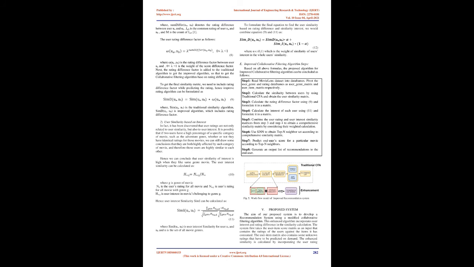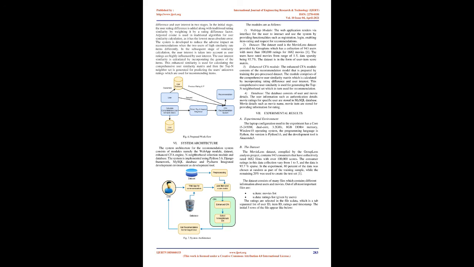2. User similarity based on interest. In fact, it has been discovered that user ratings are not only related to user similarity, but also to user interest. It is possible that if two users have a high percentage of a specific category of movie, such as the adventure genre, whether or not they have identical ratings for those movies, we can still conclude that they are both highly affected by such a category of movie, and therefore those users are highly similar to each other. Hence we can conclude that user interest similarity is high when they like the same genre of movie.